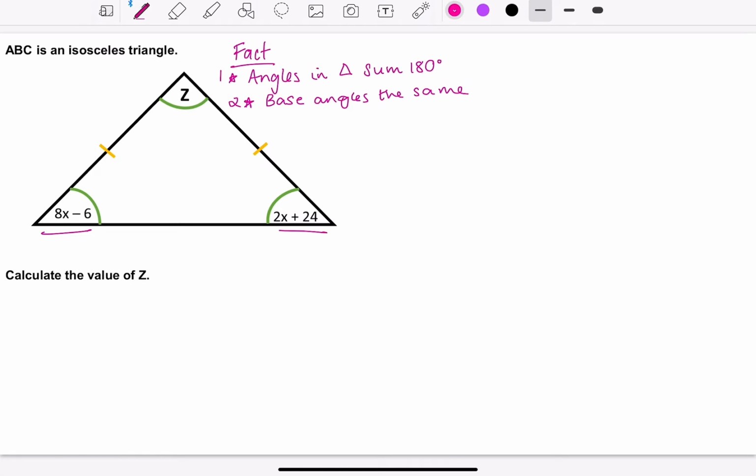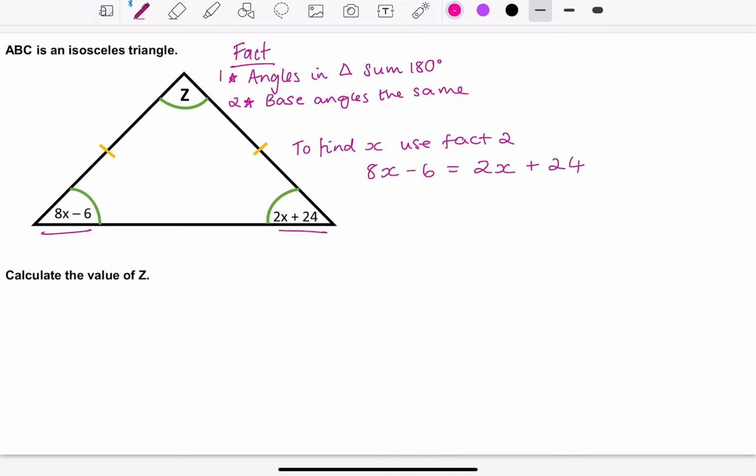So the first thing we need to do is we've got two unknowns, two variables, two letters, but we need the value of z. So I'm going to need to find x first. To find x, I'm going to use fact 2. The fact that these two angles at the bottom, our base angles, are the same. So we can then rewrite this as 8x minus 6 is equal to 2x plus 24. If they're the same, they're equal to each other.